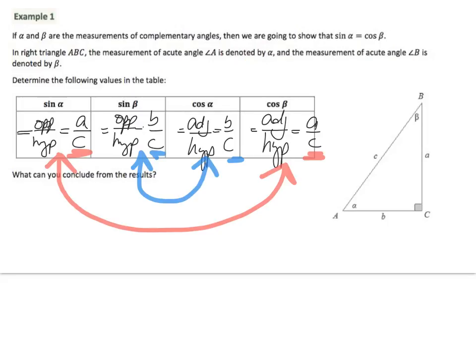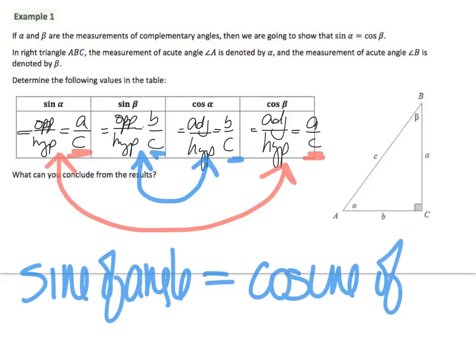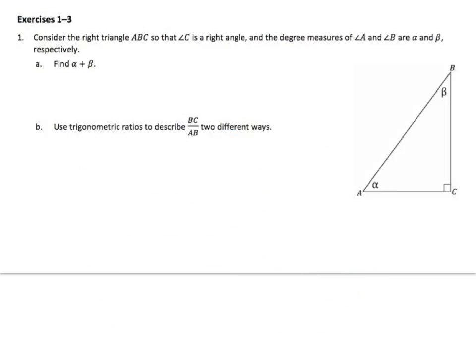Remember, they're just ratios, so the sine of an angle is equal to the cosine of its complementary angle. Remember, complementary angles are two angles that when you add them together you get 90 degrees. Complementary angle. So let's practice that a little bit.